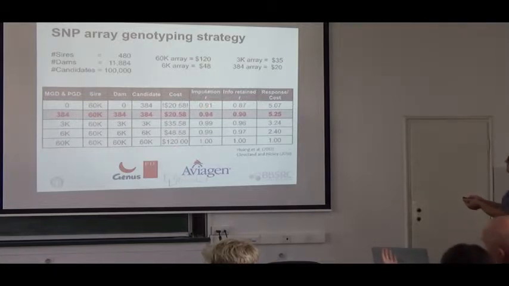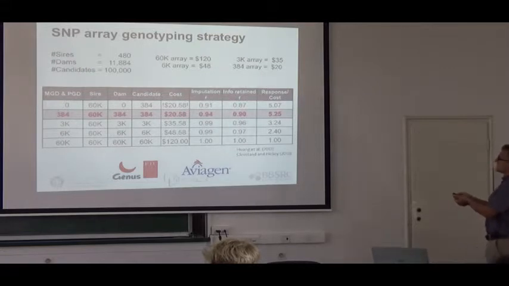In this line, I'm showing you the accuracy of imputation. So this being the high density data, there is no imputation. This is the reference case. As you see, when I have on the candidate less and less markers, and equally so on the dams, the accuracy of imputation is going down, but still the accuracy is quite high.